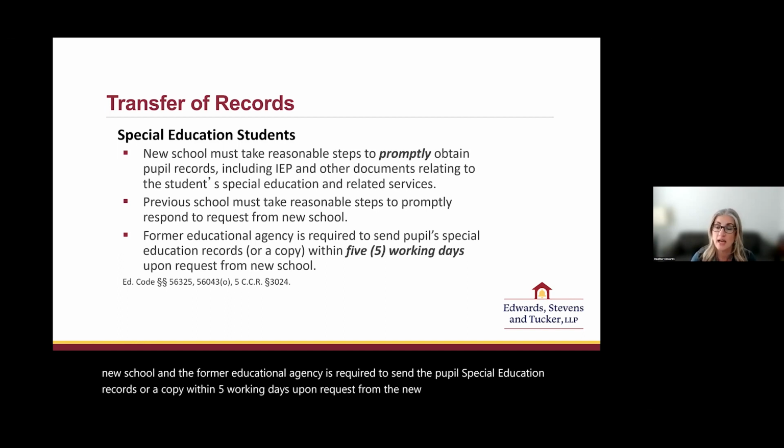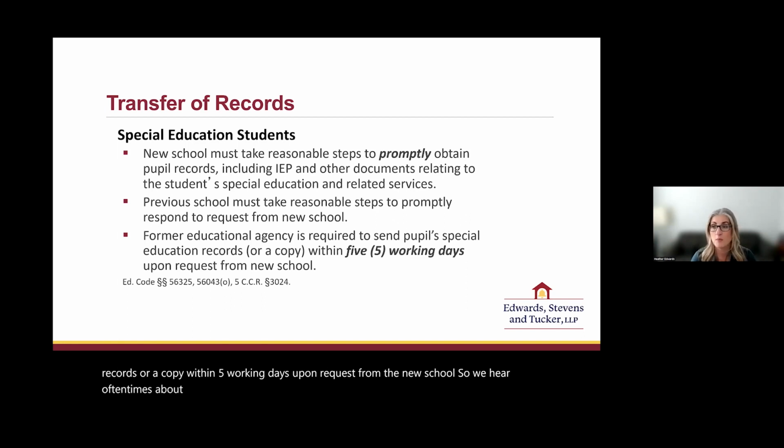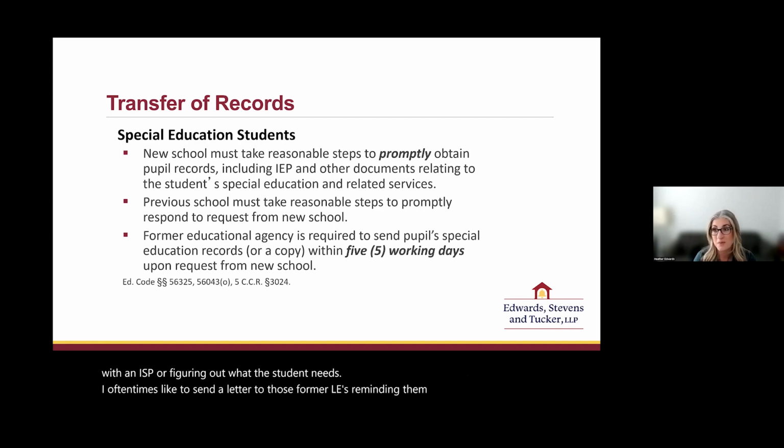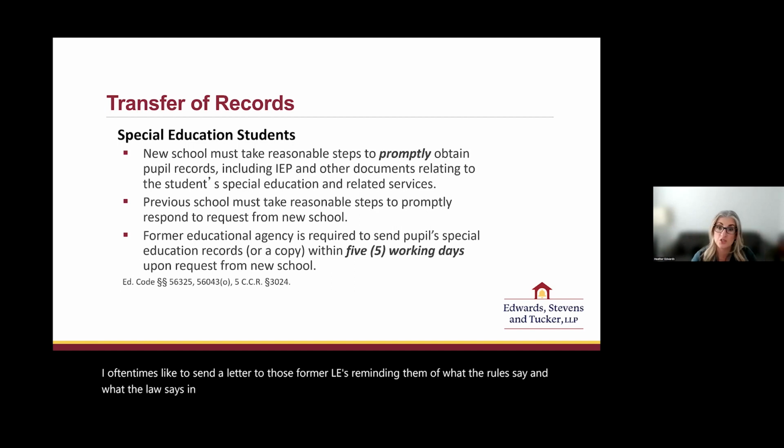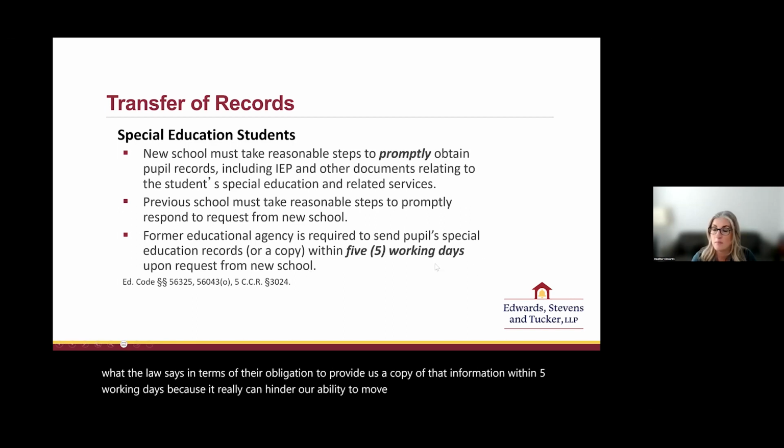So we hear oftentimes about these situations where maybe the former LEA, we've asked them and they haven't sent us any records, and it's making it very difficult for us to move forward with an IEP or figure out what the student needs. I oftentimes like to send a letter to those former LEAs, reminding them of what the rules say and what the law says in terms of their obligation to provide us a copy of that information within 5 working days, because it really can hinder our ability to move forward and make sure we're implementing the student's program right away.